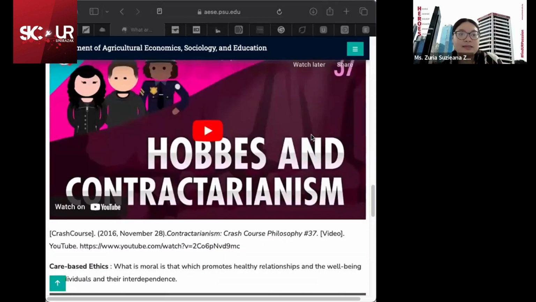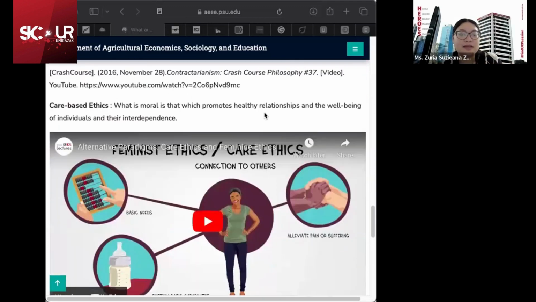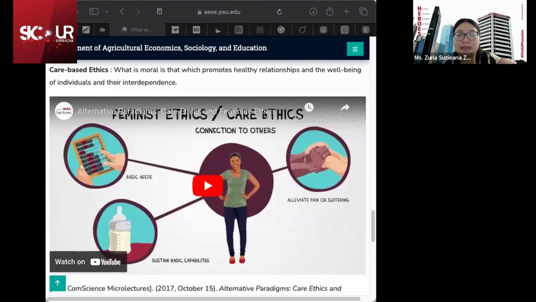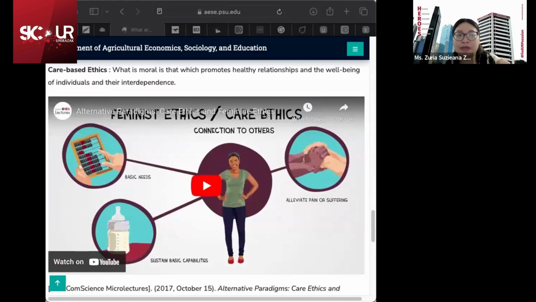And then next is about care-based ethics. What is moral is that which promotes healthy relationships and the well-being of individuals and their interdependence. Under care-based ethics, sometimes it is called ethics of care or care ethics. You can see that this is to build connection to others, to build interpersonal relationships, and the care that we give to one another.